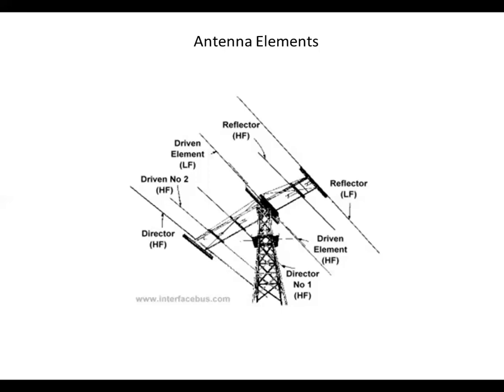Right. And there's three types of elements on the Yagi: the driven, then there's a reflector, and then there's a director. And I forget which is which. I think the reflector's a little longer than the driven element, and then the director's a little shorter. And that gives you the directionality of concentrating the electromagnetic wave.